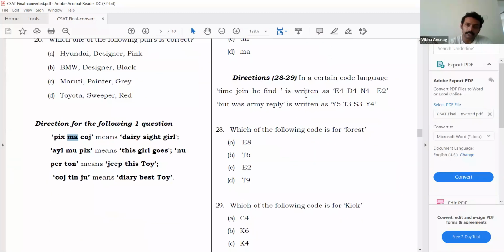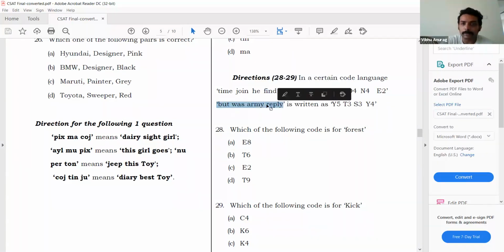Then 28. In a certain code language, time join he find is written as E4, D4, N4, E2. So yeah, 4-letter word, 4-letter word, 2-letter word, 4-letter word. Okay, fine. So time ends in E and is 4 letters, so E4. Join ends in N and it's a 4-letter word, so N4. He ends in E and is a 2-letter word, so E2. And find ends in D and it's a 4-letter word, so D4. So the last letter and the number of letters is the code.